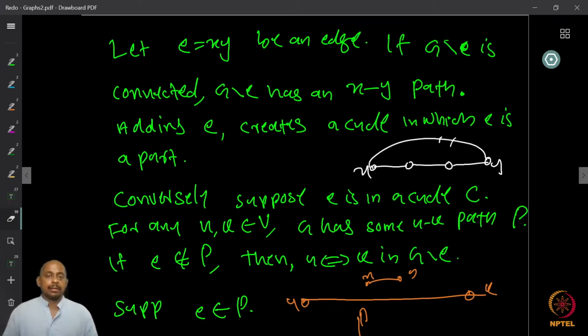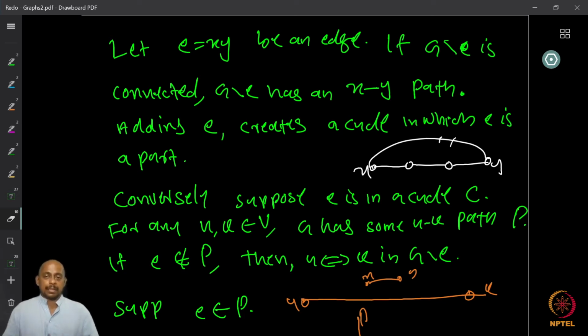Now, the first part, to prove one direction, is very easy. If you take e to be any edge, let's say equal to xy, then G minus e is connected, meaning that G minus e has an xy path, because by a graph being connected, we say that there is a path between any two vertices. Now G minus xy is connected means that from x to y there must be a path.